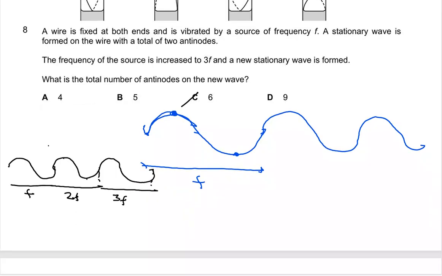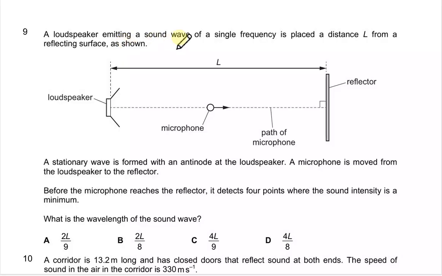Next, a loudspeaker emitting a sound wave of single frequency is placed a distance L from a reflector. A stationary wave is formed with a node at the loudspeaker. Yeah, so this is okay. It formed a node at the loudspeaker.